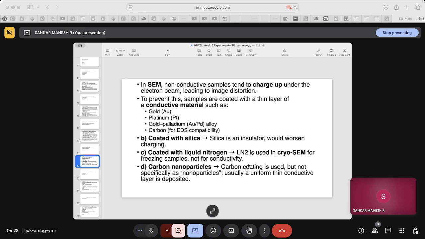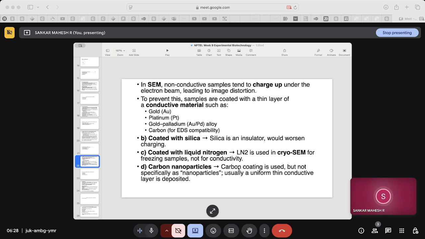Yeah. So let's say you give it different tests, like hydrogen peroxide tests. In those cases, there will be changes in the bacterial morphology. When you add this, these changes happen in fractions of a second. So to be able to capture what changes happen, you can freeze it. If you freeze it, now the morphology is frozen. Then you can use it. So this coating with liquid nitrogen doesn't do anything with conductivity, but rather freezes the sample.